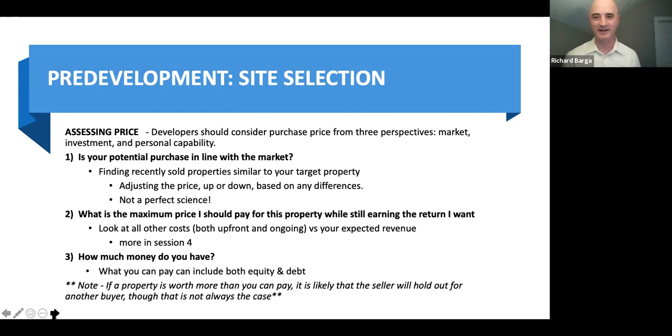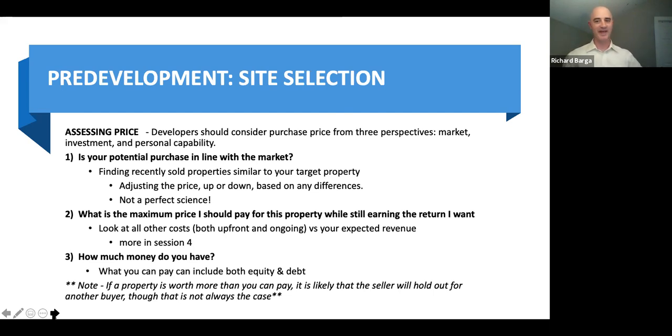Thinking about pre-development, another thing that you really want to get your hands on is how much this property is worth, and assessing price. There is an idea that a building is worth as much as somebody is willing to pay for it. And if you have a willing buyer and a willing seller and you've agreed upon a price, that is the value of the building. Now, what you want to ask yourself, before you get to that question, is whether that price is in line with the market.